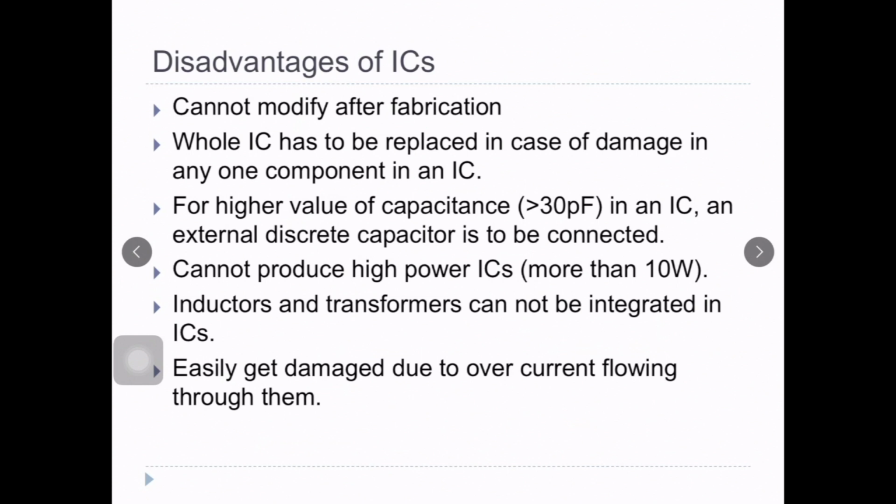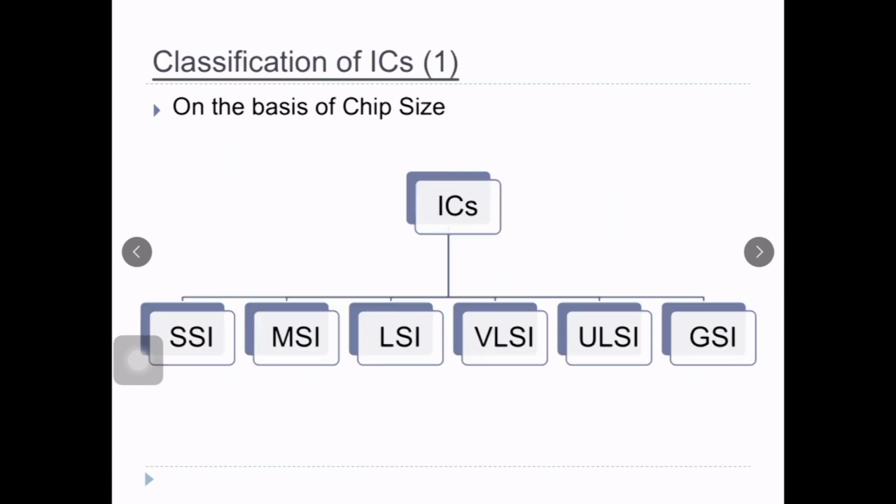Similarly, we cannot produce high power ICs more than 10 watt. Also, inductors and transformers cannot be integrated inside the ICs. So we have to externally connect these inductors and transformers if that is the need of the circuit. And these also get easily damaged due to the overcurrent flowing through them. As the size of the IC is very small, the IC is unable to dissipate heat at the required rate when current in it is increased. So the IC gets damaged due to overflow of current.